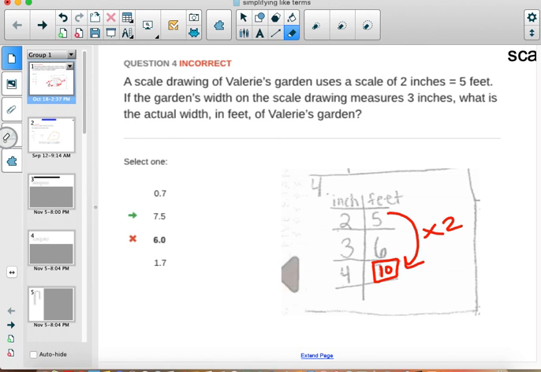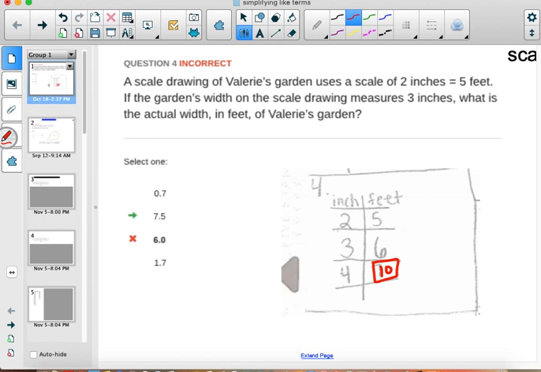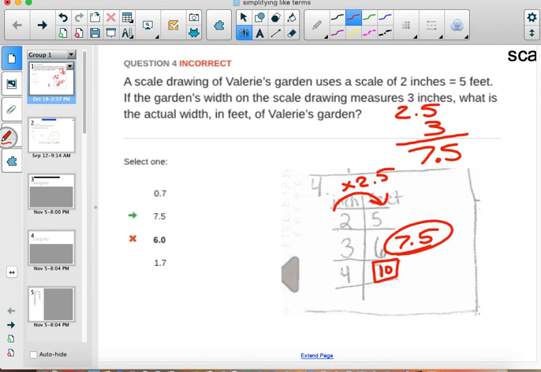How did you think about it, Rebecca? So I did 5 divided by 2. That equals 2.5. So it's 2.5 feet for every inch. Okay, so Rebecca's saying to go from inches to feet, it's a scale factor of 2.5. So if you go times 2.5, you would get 5. If you did 3 times 2.5, that would be 7.5. So this is going to be 7.5, and that's our answer.